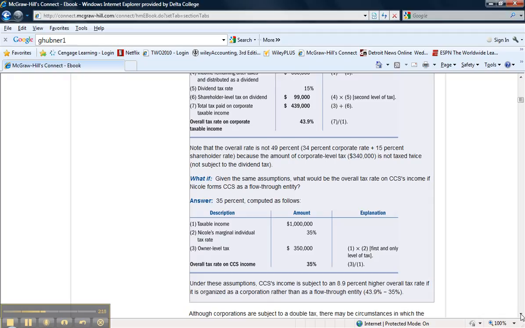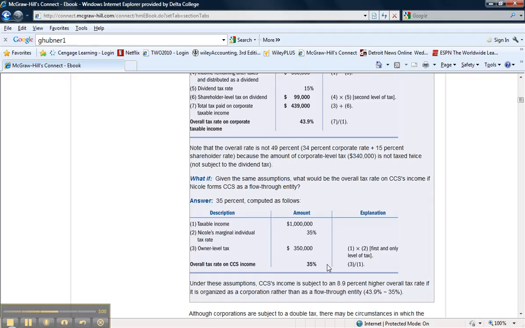If, by comparison, CCS is organized as a flow-through entity, then all the income is taxed at Nicole's marginal tax rate, because the corporation doesn't pay any tax. The whole million flows through to her, and she pays 35% tax, paying $350 overall in tax. So that's the typical scenario with flow-through entities versus taxable entities. You typically see a lower tax rate from the flow-through entity standpoint, and so that is why the general preference is for entities to be set up as something other than taxable corporations if possible.